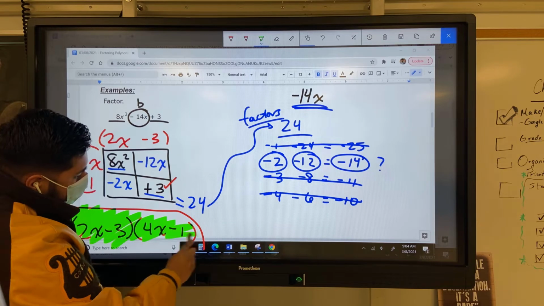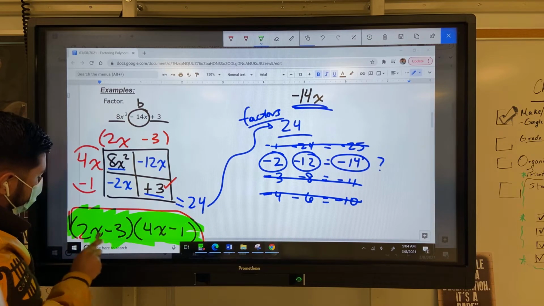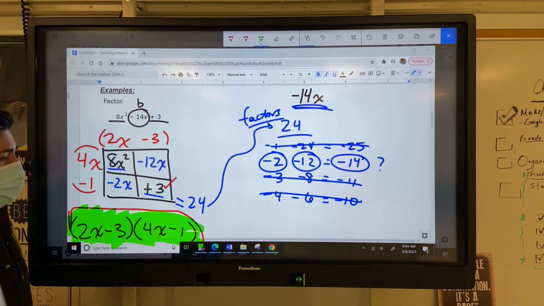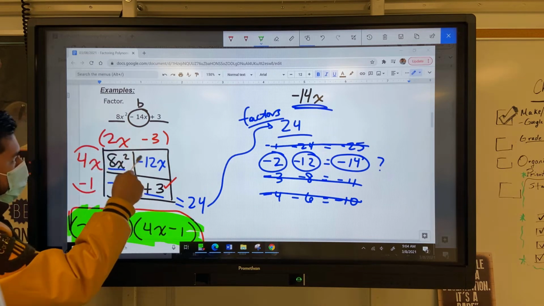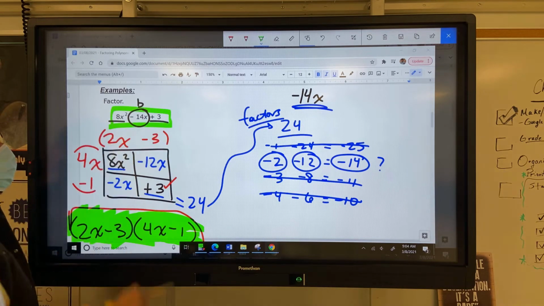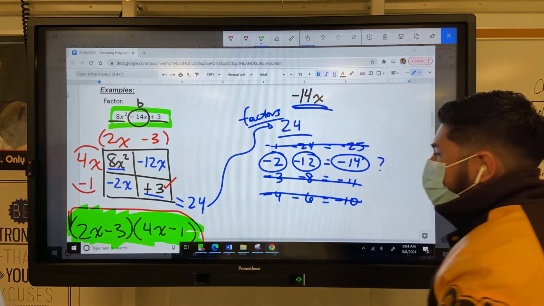This is my answer. I did that pretty quickly. Hopefully you caught it. If you need to rewatch it, go ahead. How do I check my answer? If you need to do this box method, you put it right here. You should get all the information, which leads to this answer also. Pretty cool. Next one.